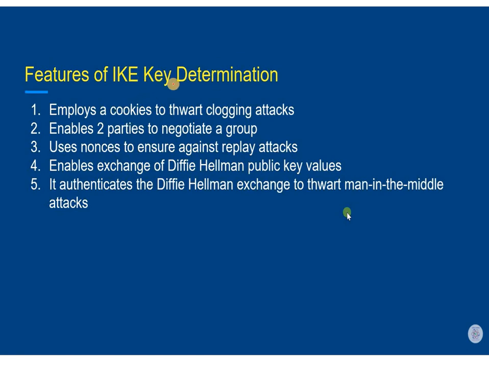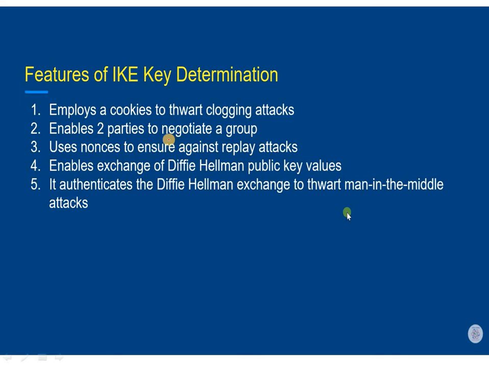So, features of IKE key determination. The first one: it employs cookies to thwart the clogging attack. So it makes use of cookies to overcome the clogging attack. Okay. So what is the second feature?